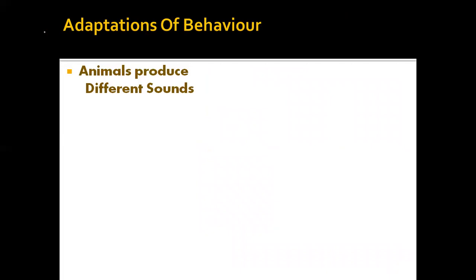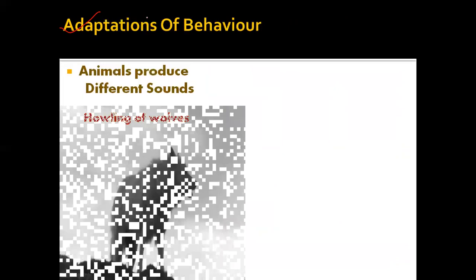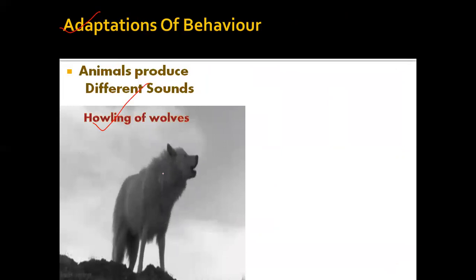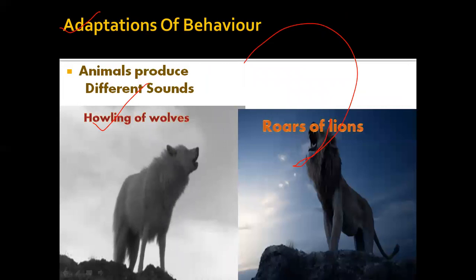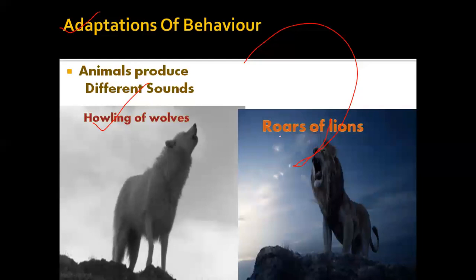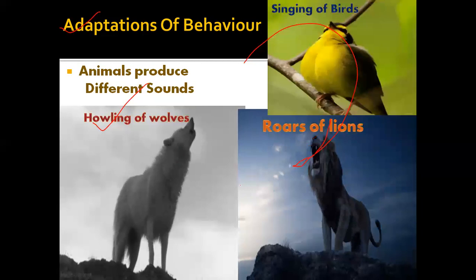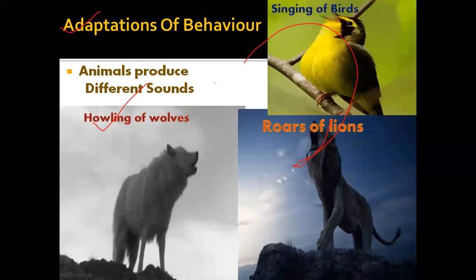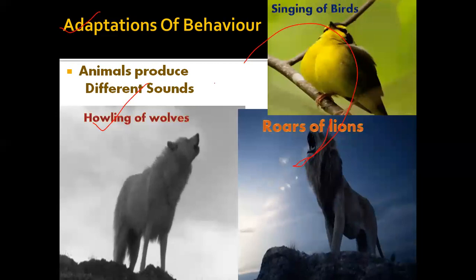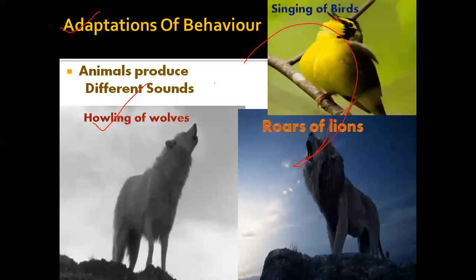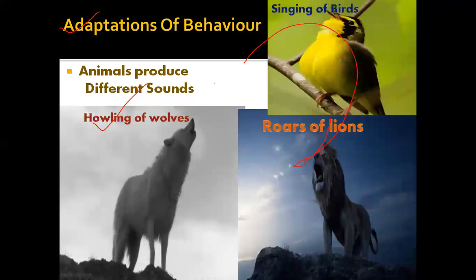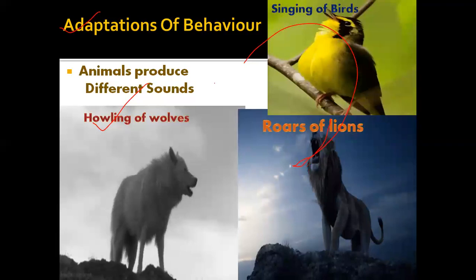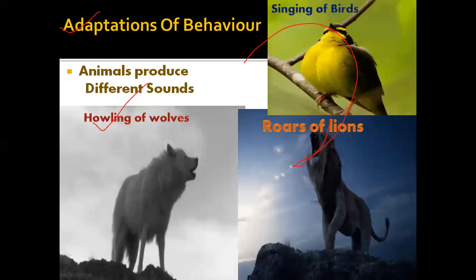Now if we see some adaptations in the behavior of different organisms, they produce different sounds. So the howling of wolves, the roaring of lions, as well as the singing of birds and lots of other sounds in different areas, help them as signals to call their group members to survive or to save themselves from dangers. That is a very important behavioral adaptation among organisms. If there is any danger, they howl, roar or sing to call other group members.